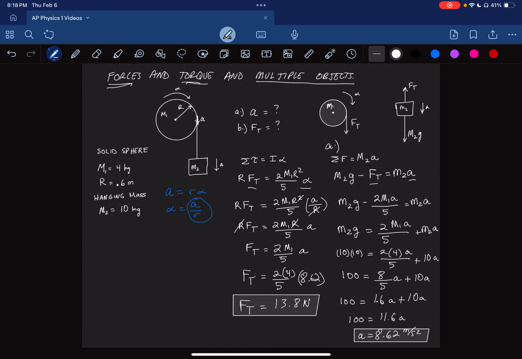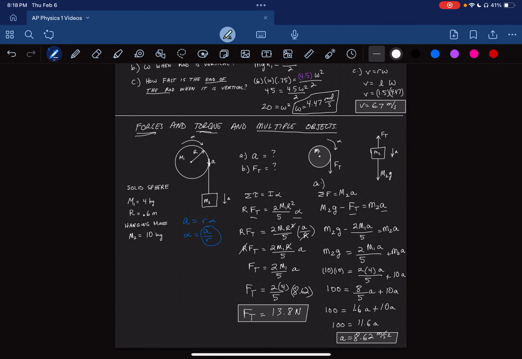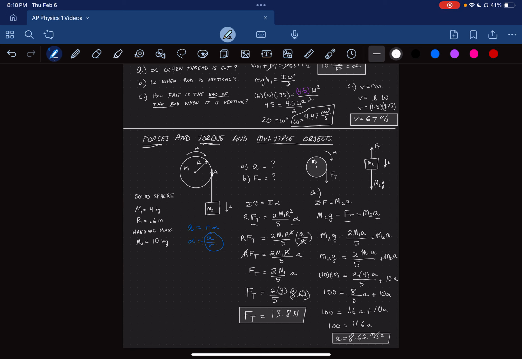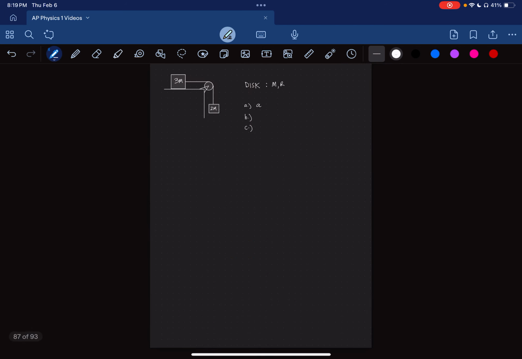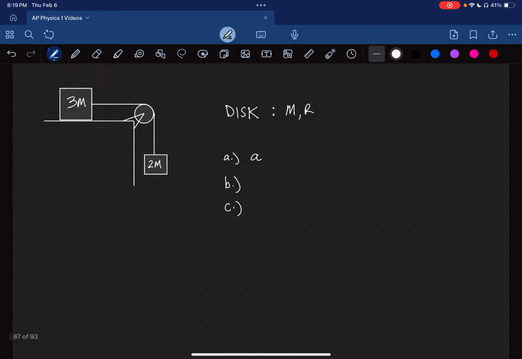Cool. We have acceleration, we know the tension. If we wanted to, we can figure out alpha if they ask for it. We can go back now, put in a, put in r, and figure out alpha. Cool. Let's do one last one.